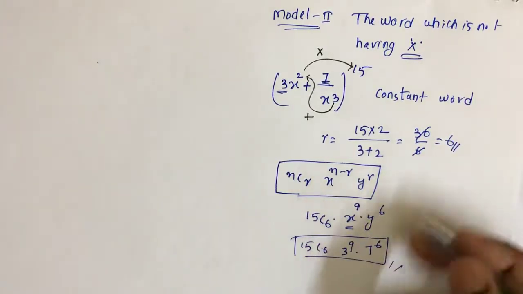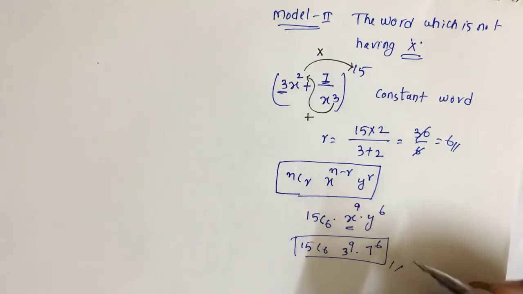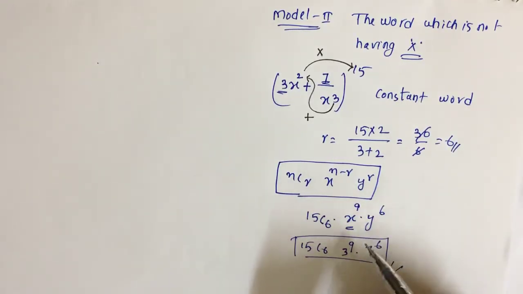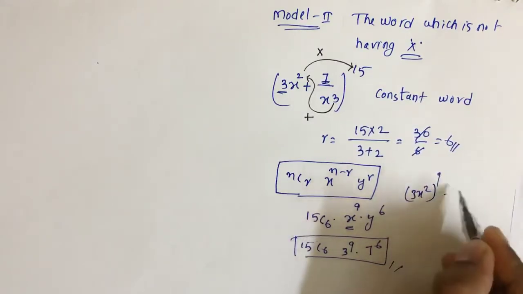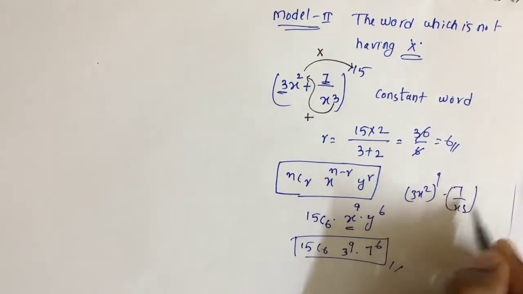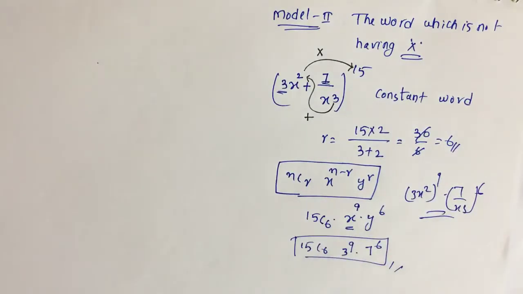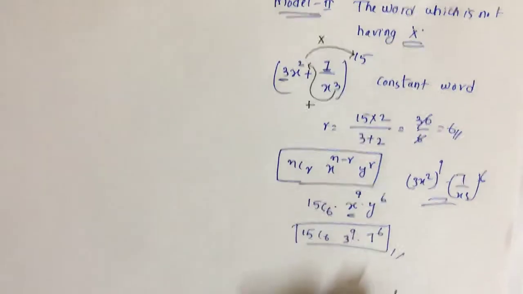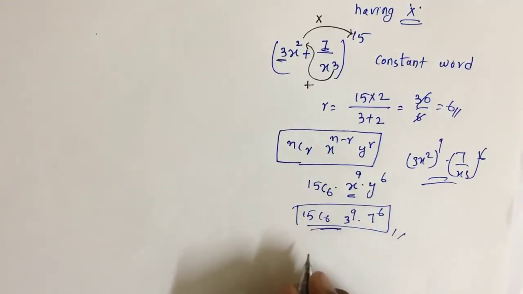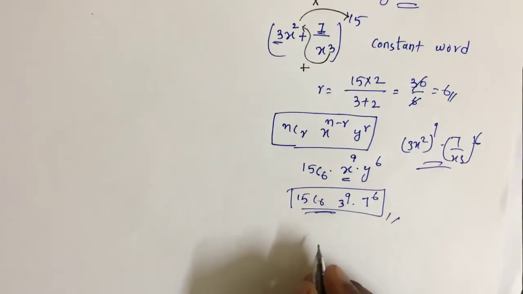So I am not going into the detail of the mathematics. This is not the way; you have to take 3x square, then we have to take 9 like that, 7 by x cube to the 6 like that. I am not going into the detail. I hope you can solve this problem like that. So this is another kind of problem. And next we have model 3. And if you want more problems here, I will write more problems here.